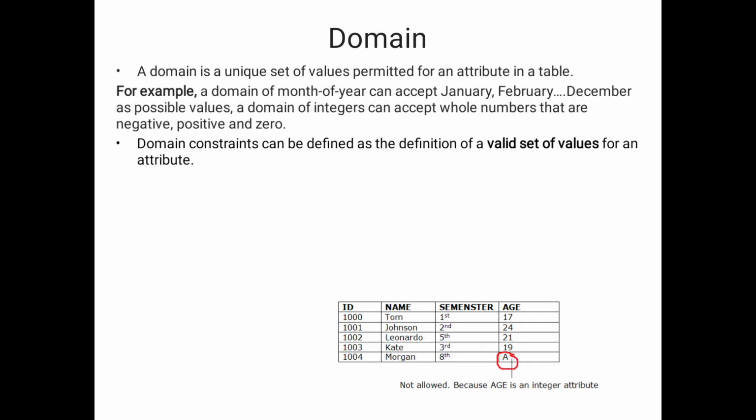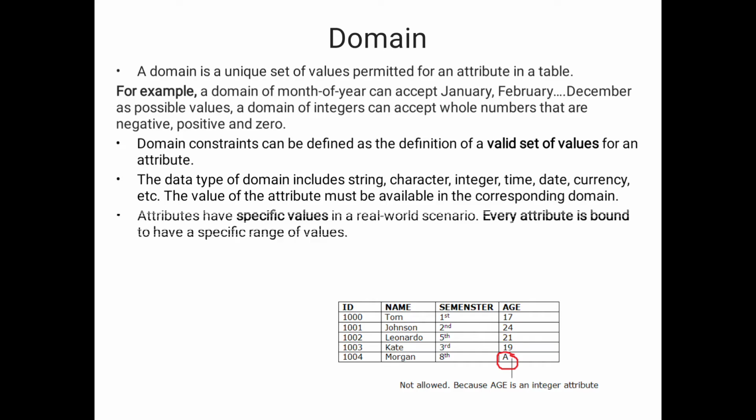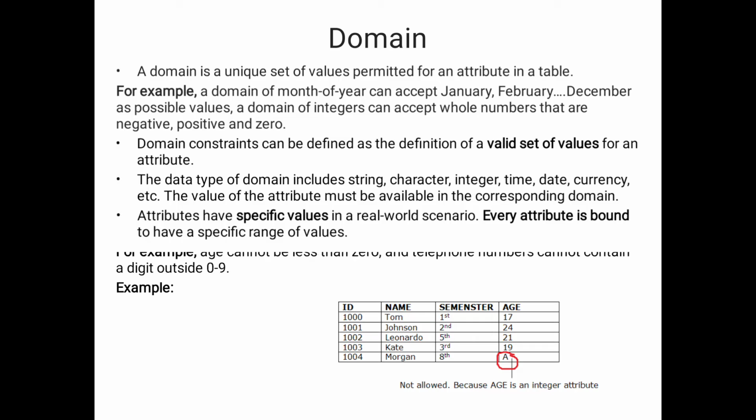Already we know the domain constraints can be defined as the definition of a valid set of values for an attribute. At the time of table creation we mention which data type that field is related to. Definitely with the help of those data types we will fill in the values. Different data types are character, integer, like that. Attributes have specific values in a real world scenario. Every attribute is bound to have a specific range of values.